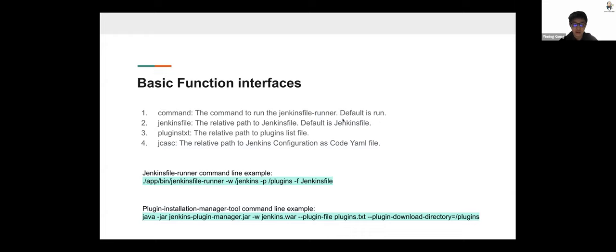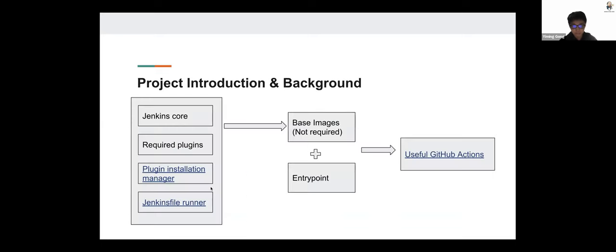So our functional interface is pretty simple in this project. You only need to point out the running options and the relative path of the Jenkinsfile, JCasC YAML file, and the plugin installation list file in your repository. As some people might not be familiar with the tools in our actions, I listed some basic commands about them. Basically, we use the plugin installation manager to install the plugins specified by the plugins installation list file and the Jenkinsfile Runner to run the Jenkins pipeline.